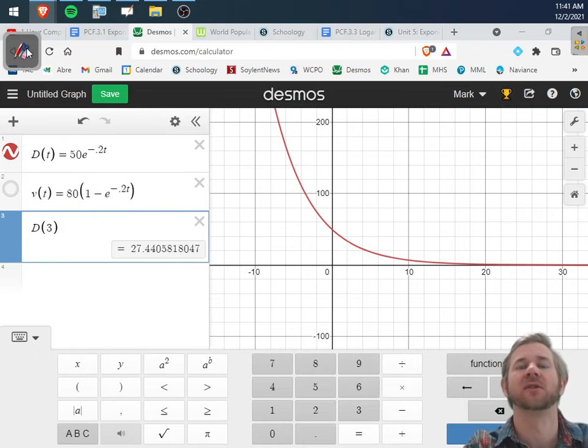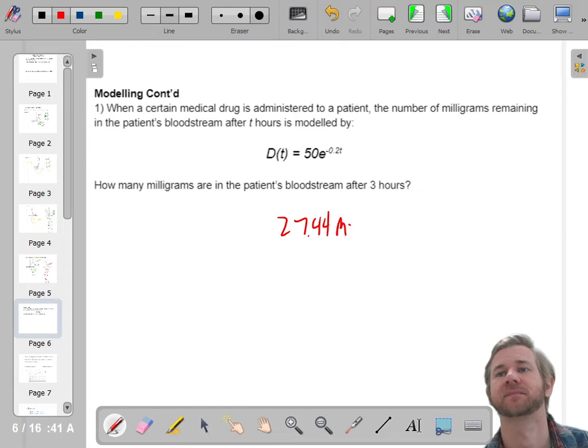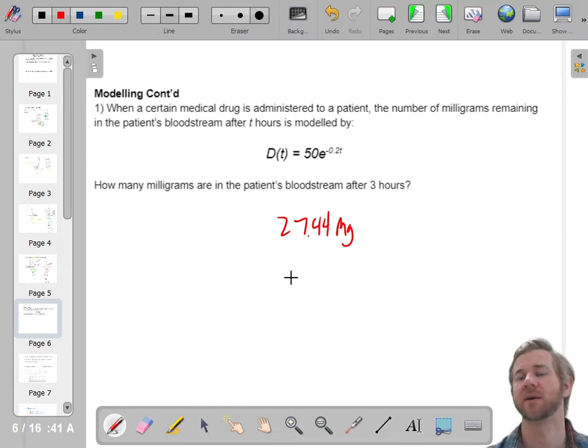So how many milligrams are left in the patient's system? 27.44 milligrams after 3 hours. It was 50, now it's down to 27.